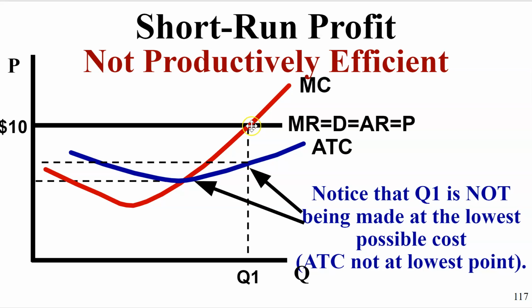The idea here is that marginal cost meets the price. That is allocatively efficient in terms of allocating the resources society wants, but it's not productively efficient because minimum ATC is not meeting MR equals D equals P, or price, in that particular example.